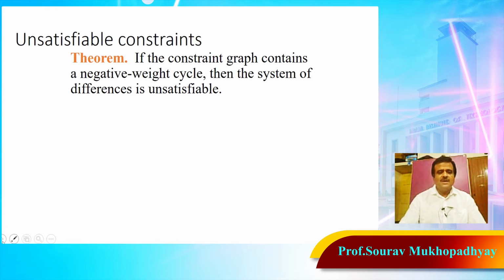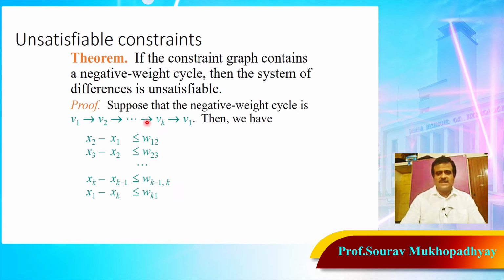So, how to prove that? Suppose this graph has a negative weight cycle, starting from V1 and returning to V1. So V1, V2, up to Vk and back to V1, and the weight of this cycle is negative. The edge weights are w1,2, w2,3 and so on. So the total weight is negative. Now, this is a constraint graph, and this cycle is part of the constraint graph.